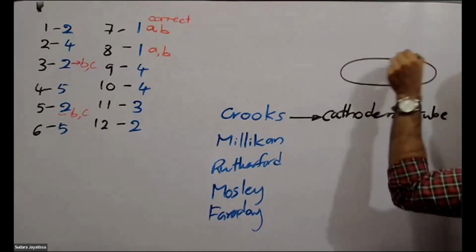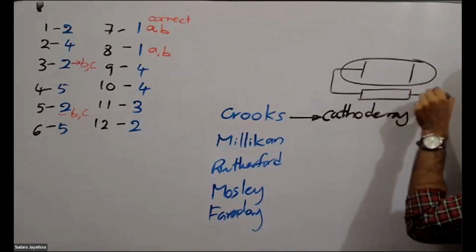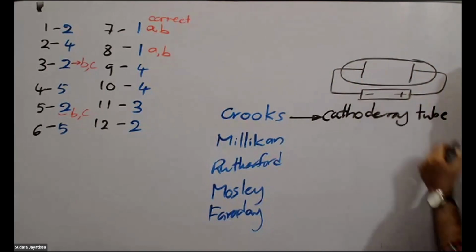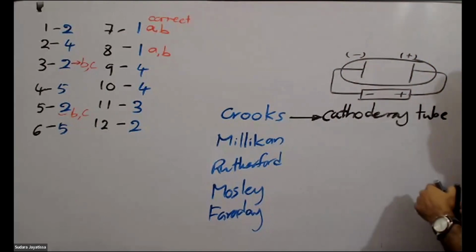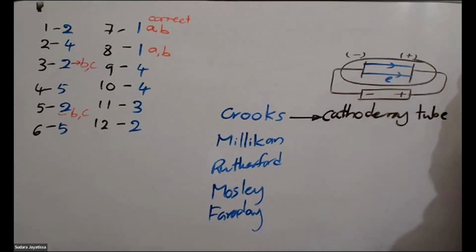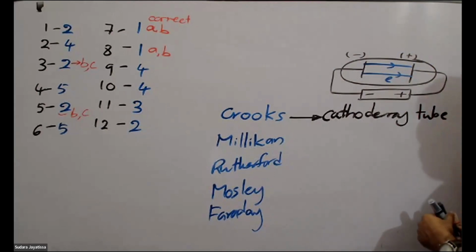You can draw a small diagram just to remind what this cathode ray tube is. This is the diagram we used in our theory class. You have the negatively charged cathode, and the positive anode is there. From cathode to anode, electrons are moving. This is what we call the cathode ray. So this cathode ray tube was invented by Crookes.